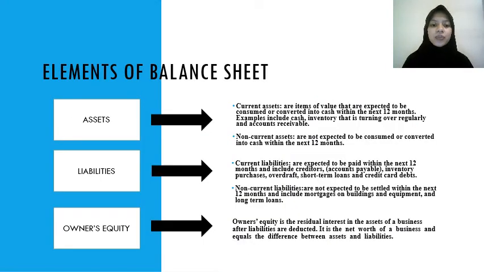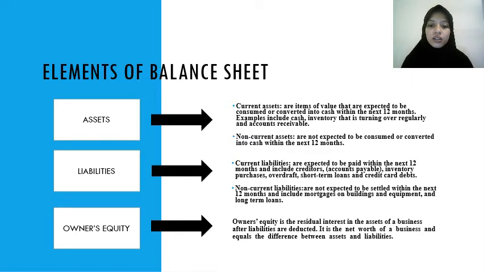Okay, and then elements of balance sheet. There are three elements of balance sheet: asset, liability, and owner's equity. Asset. There are current assets and non-current assets. Current assets are items of value that are expected to be consumed or converted into cash within the next 12 months. Examples include cash, inventory that is turning over regularly, and accounts receivable. And then non-current assets are not expected to be consumed or converted into cash within the next 12 months.